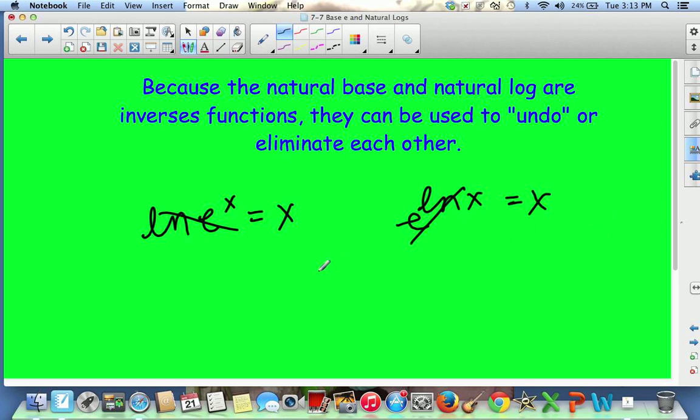And keep in mind, why is that? Because the natural log of e equals 1. All right, that equals 1. So that's why that works out. So just know that they're inverses of each other, and that's how you undo the other function.